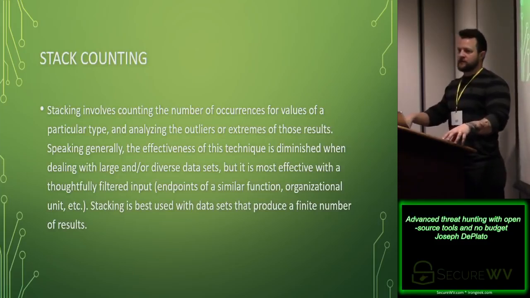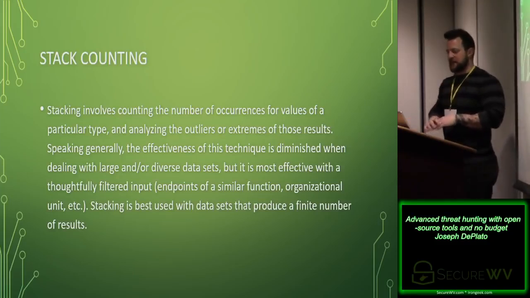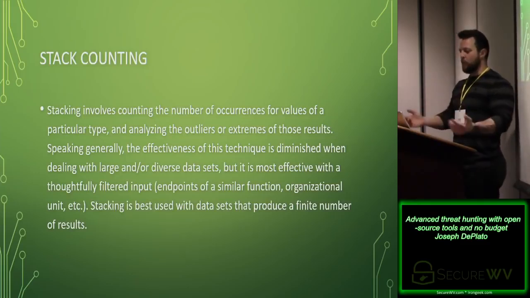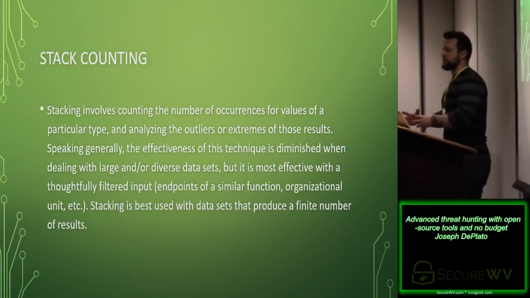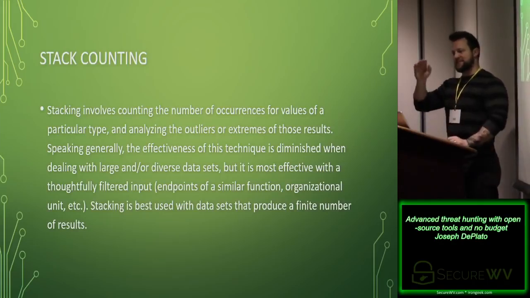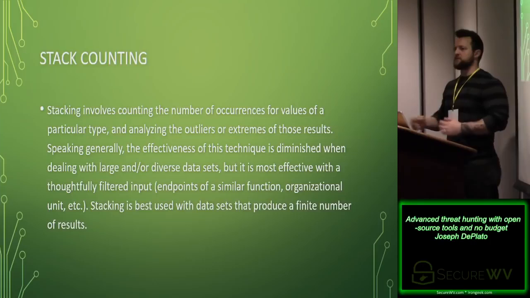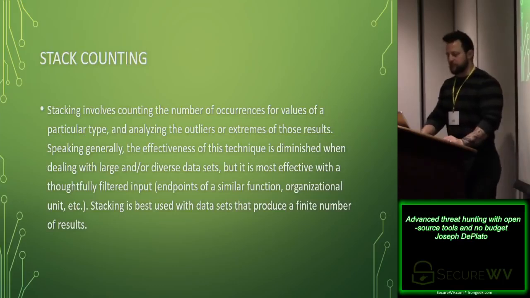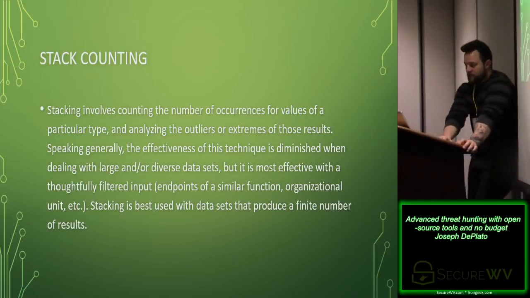So stack counting, stacking, involves counting the number of occurrences for values of a particular type and analyzing the outliers or extremes. When you have diverse or large data sets, the effectiveness of this type of analysis is diminished. It's most effective when you're thoughtfully filtering down what you want to see. I have examples, endpoints of a similar function. Right, so organizational unit, all the accounting machines. Let's take a look at all of our accounting machines and let's look at their traffic holistically. Let's stack it, and then let's drill down on the outliers.